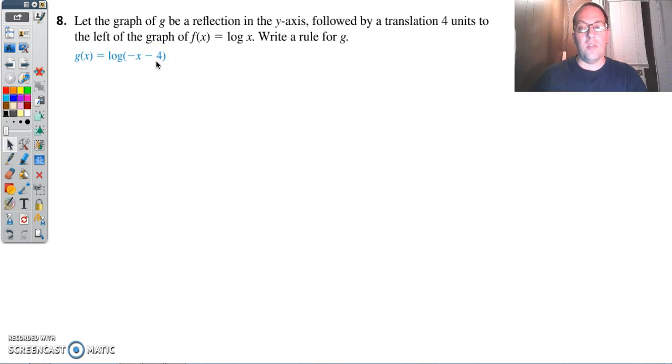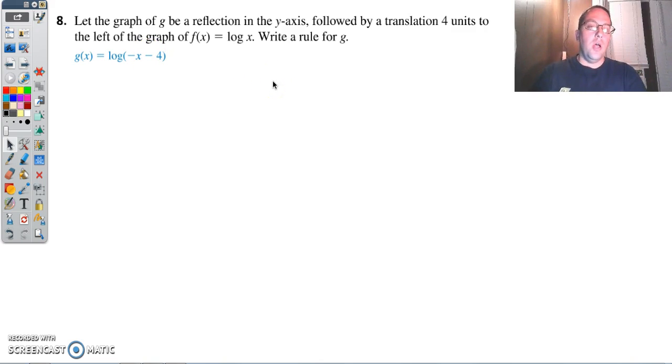We don't really like horizontal translations, I'll admit. They're not my favorite. So that negative here, it applies to the whole thing. It applies to this minus 4 as well. And so the plus 4 becomes a minus 4.